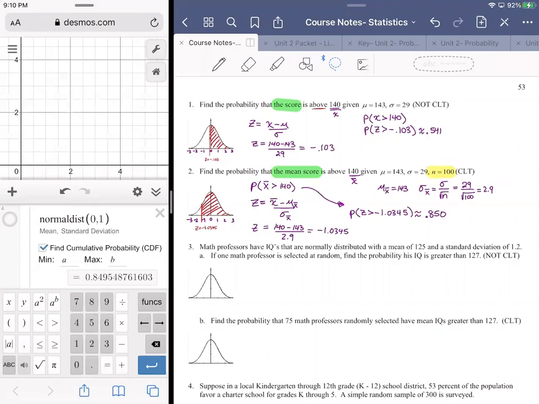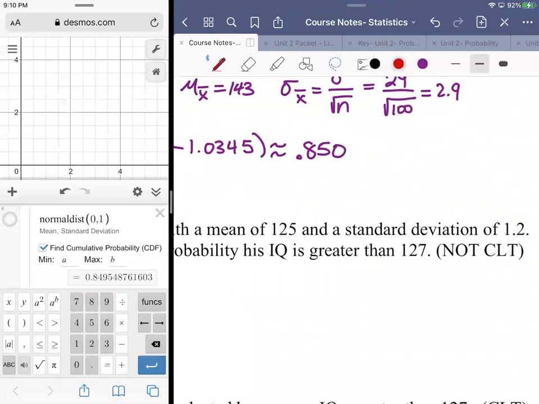So number 3 is a combo problem. Just like numbers 1 and 2, the first part is not central limit theorem, the second part is. So math professors have IQs that are normally distributed with a mean of 125, a standard deviation of 1.2. So a reasonably, I was going to say high IQ, but above average, but not too far above average, I guess. But a tight distribution. You know, 1.2 is a pretty small number for a standard deviation. One professor selected at random, find the probability that his IQ is greater than 127. All right, so this is my X value.